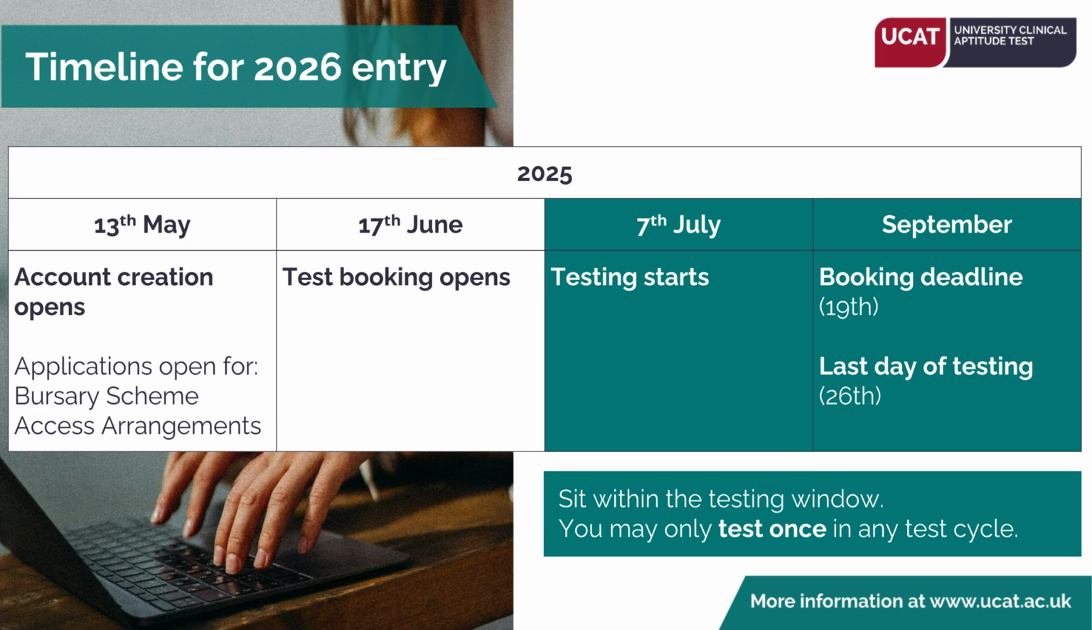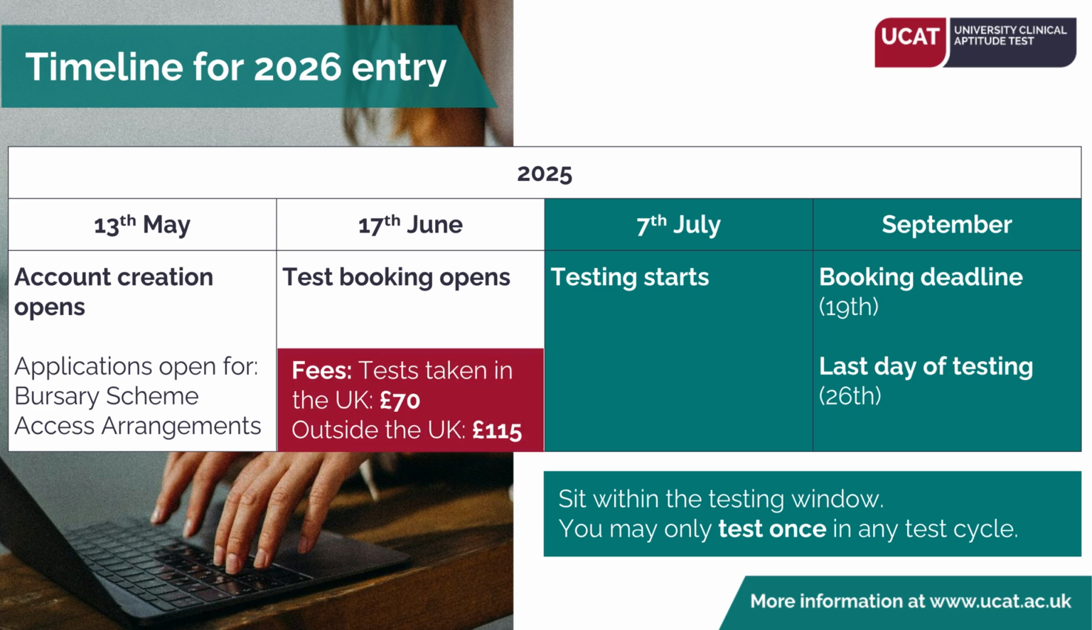You may only sit the UCAT once in any test cycle. The fee for taking the test in the UK is £70 and £115 if you sit the test outside the UK.